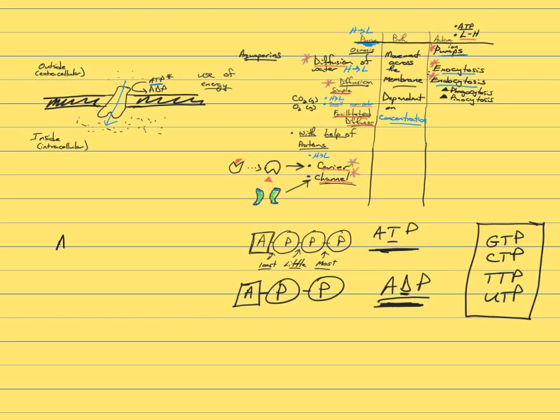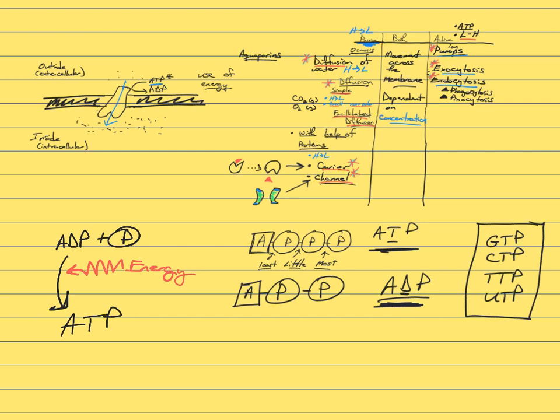So if I have ADP, again, that's adenosine with 2 phosphates, and I put energy into it, plus an extra phosphate, what do I make? ATP. So they're reversible. I can make ATP, put energy into the molecule, or I can use the energy and make ADP. So they go back and forth. That's the currency. That's how you exchange energy.